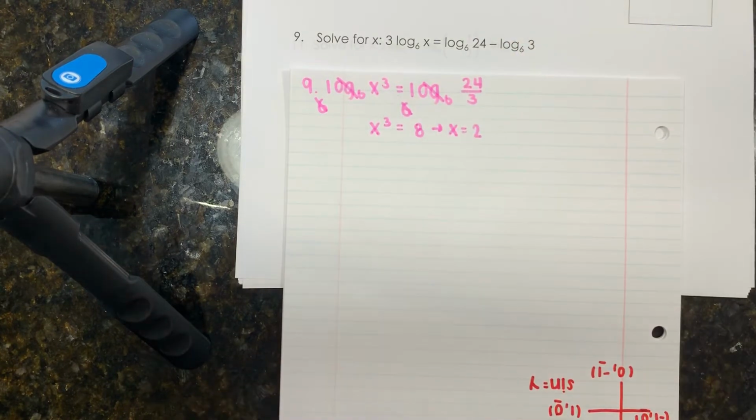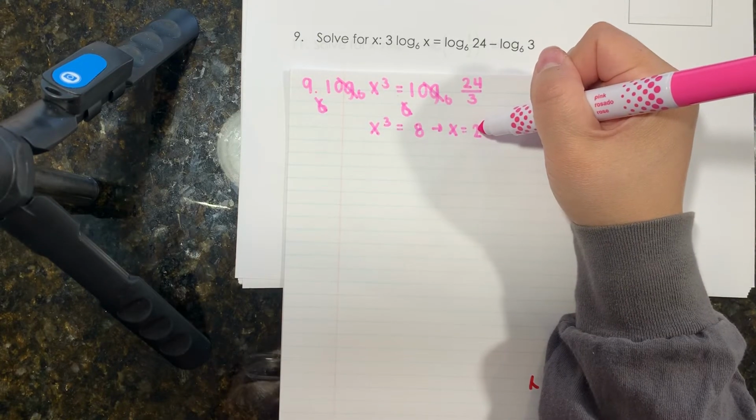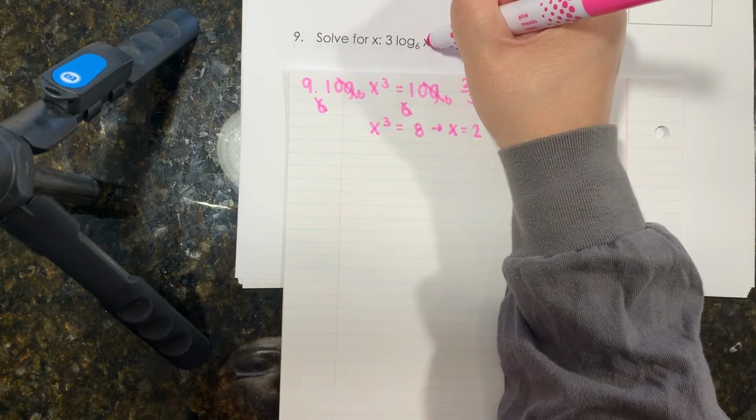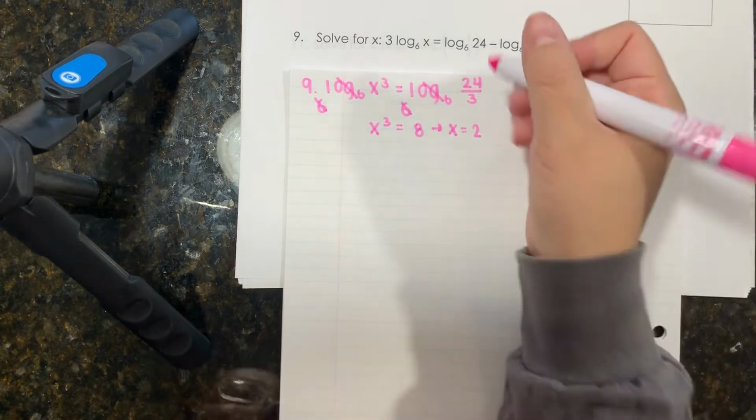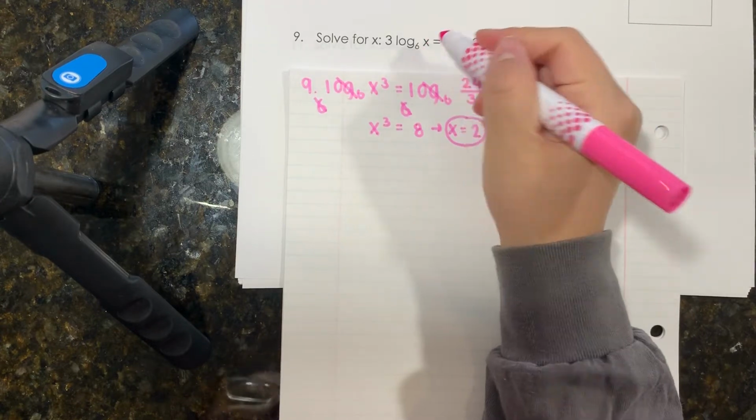But what we learned in lesson 59 is that you need to make sure that that works. Now it's equal to a positive value, and if I plug a positive 2 into here, it does work. The only way it would not work would be if this became a negative.